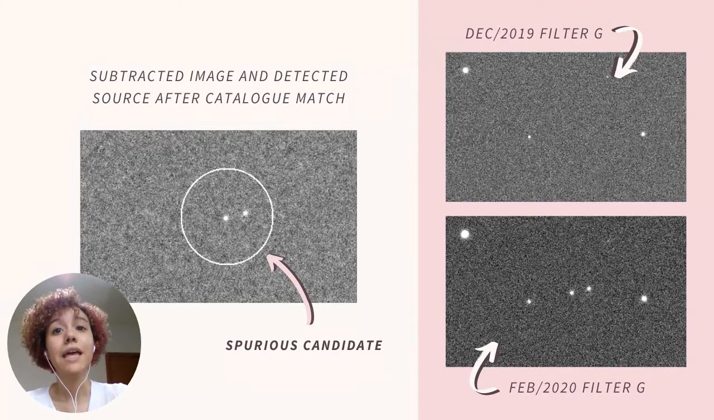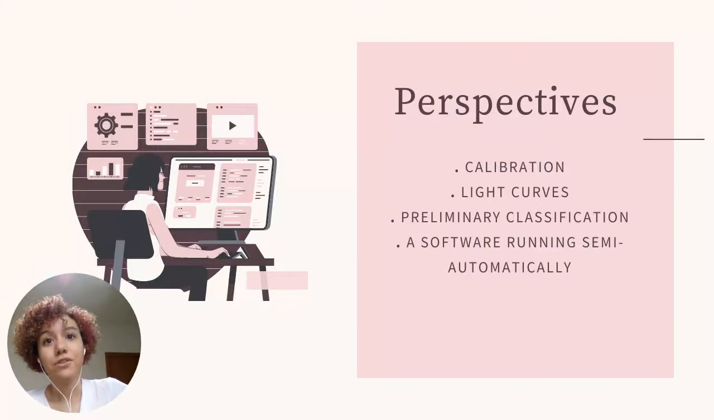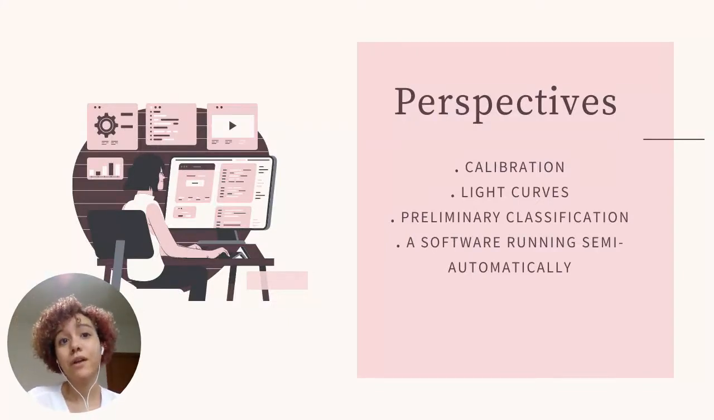Our goal is to not only identify the transient, but to provide a preliminary classification as well. The calibration allows us to convert the counts into a proper magnitude, and the light curve will allow us to see how the emission changes in time to try to classify the candidate. The ultimate goal is to have a software running semi-automatically to select the best candidates for a spectroscopy follow-up and to reject the false detections.